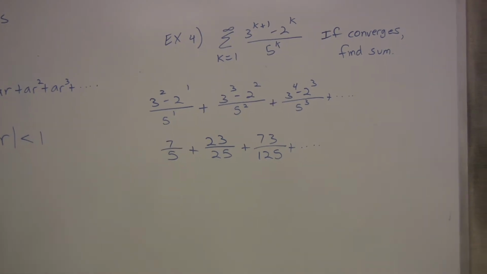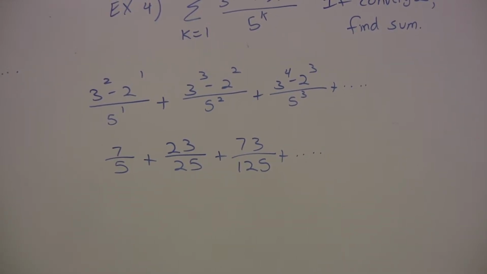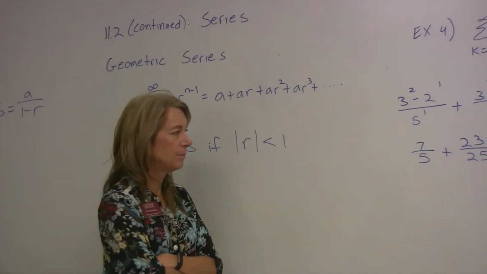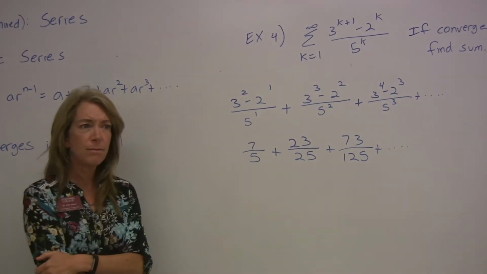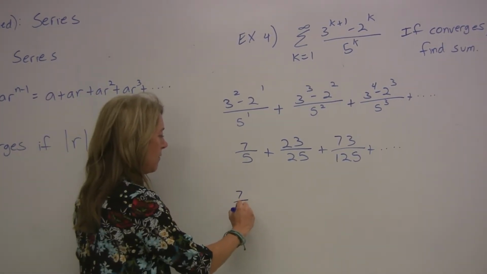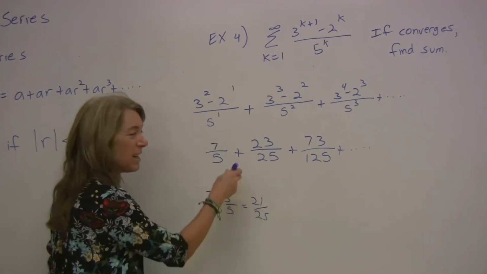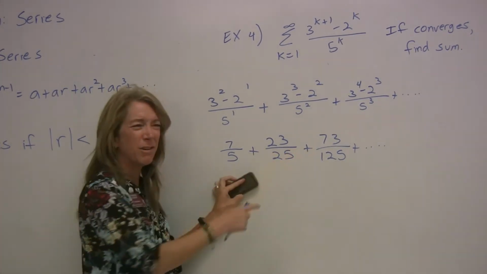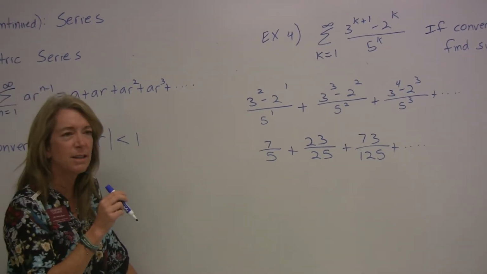So the question is, is it geometric? And if so, what's the ratio? Yeah, I see the denominator's being multiplied by 5. Is it 3/5? Yeah. Let's try it. 7/5 times 3/5 would be 21 over 25. Not quite, because we need 23, but you're close. And if I multiply this by 3/5, I won't get that either.